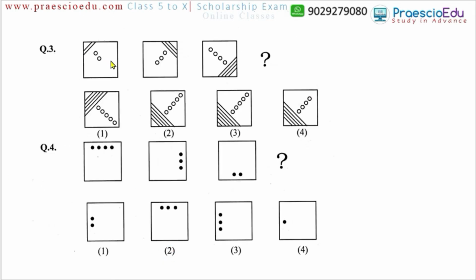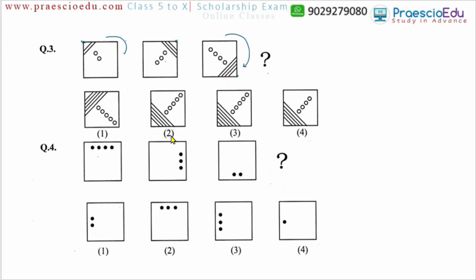Now question number 3, here 2 lines, 2 circles, 3 lines, 3 circles, now 4 lines, 4 circles, but the corner is always moving in a clockwise direction. Now this corner, then in the next one this corner, and in this figure this corner, rotating clockwise. Now in the next one, at the question mark, the corner should be at the left bottom, with 5 circles. So 5 circles means this option number 3.